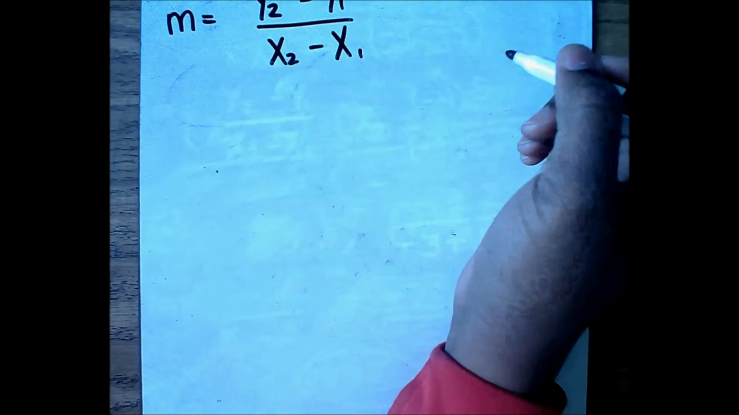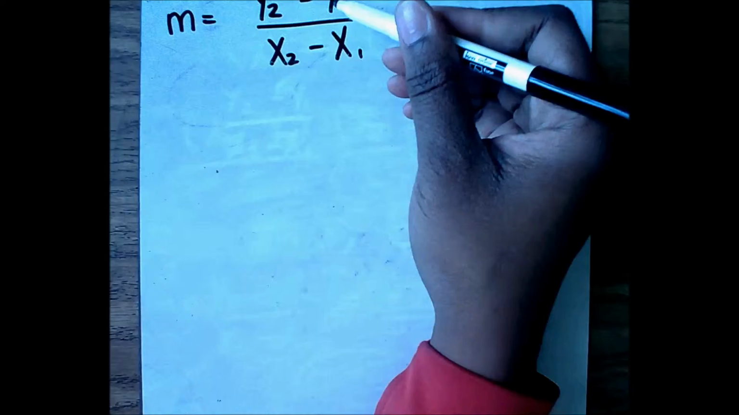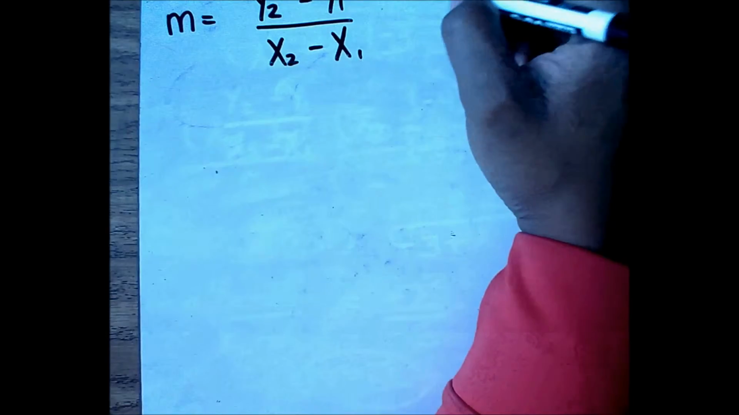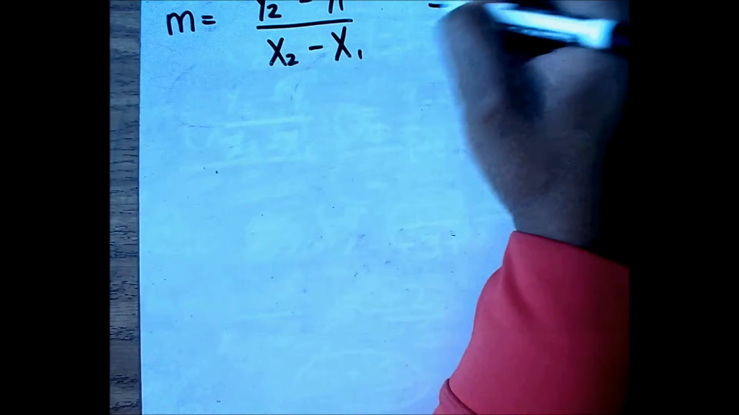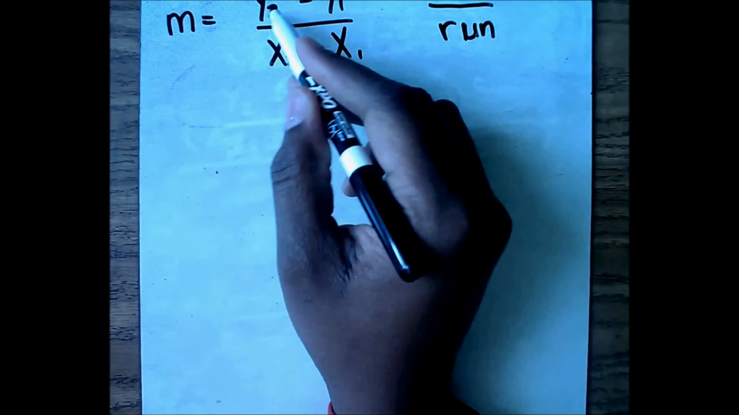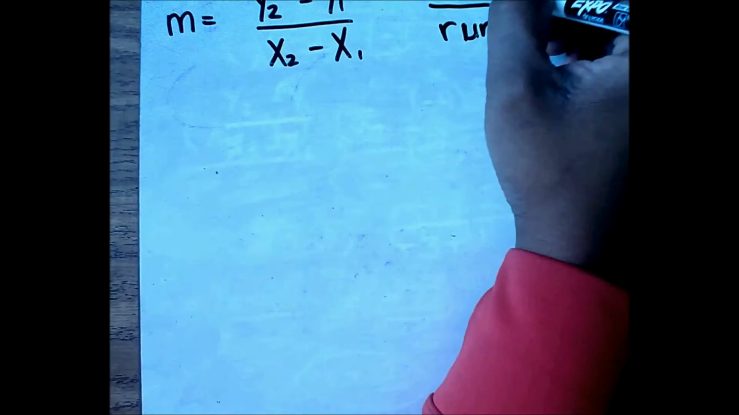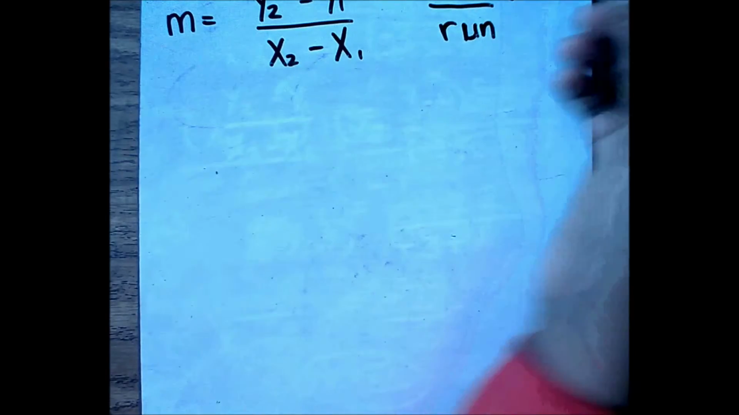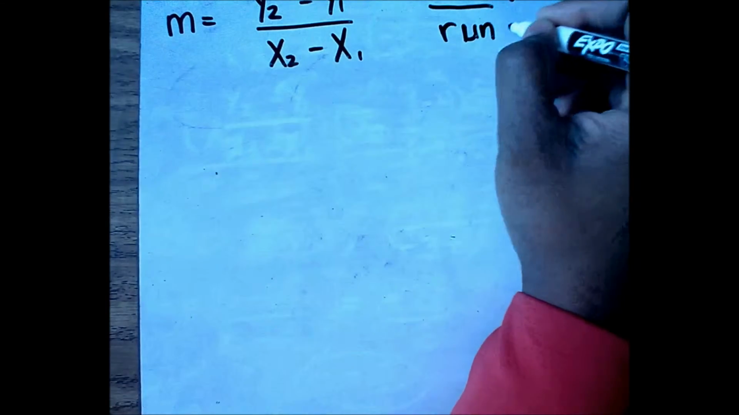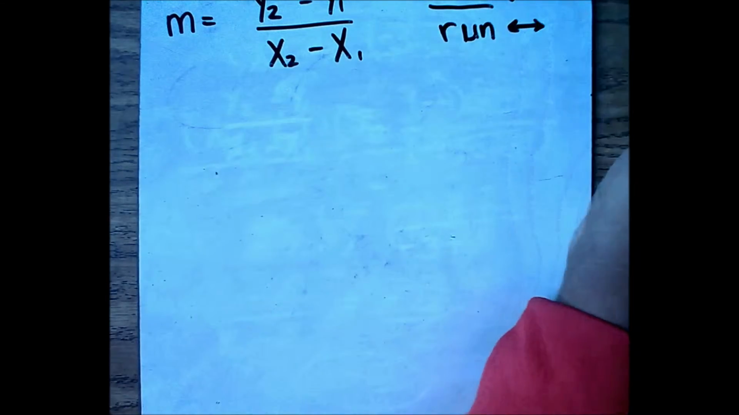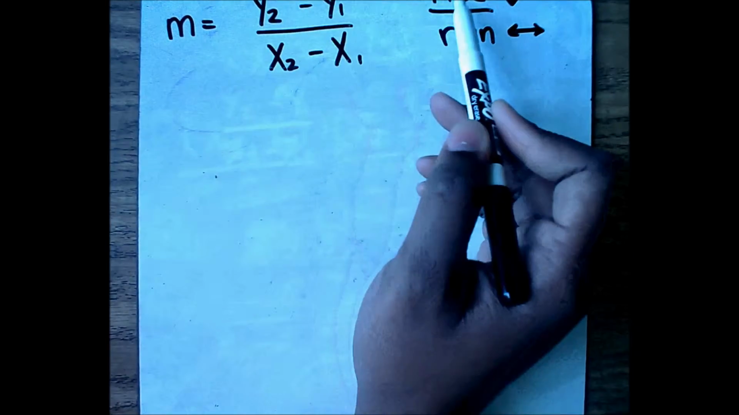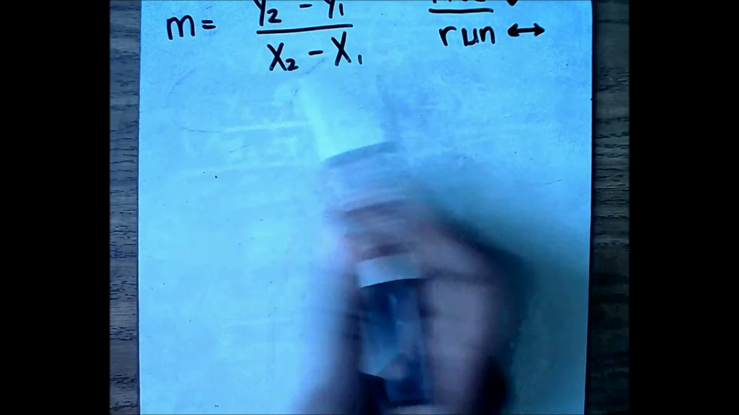And many people ask, why does the y go on top, or why does the y go first and the x go second? Well, we know that slope is rise over run. And we know our y coordinates tell us to go up and down, so we're rising up or down. And our x coordinates tell us to go left or right, depending on the sign. So this is why the y's go first, because y's represent the rise, x's represent the run.